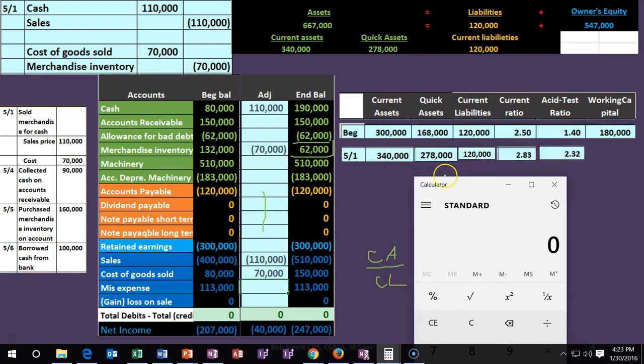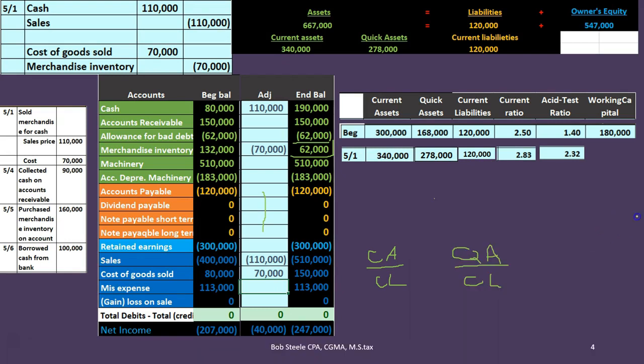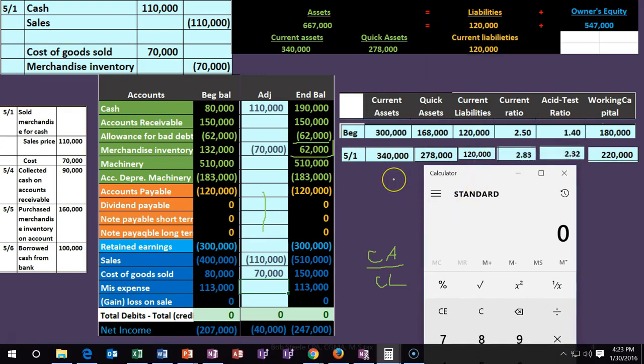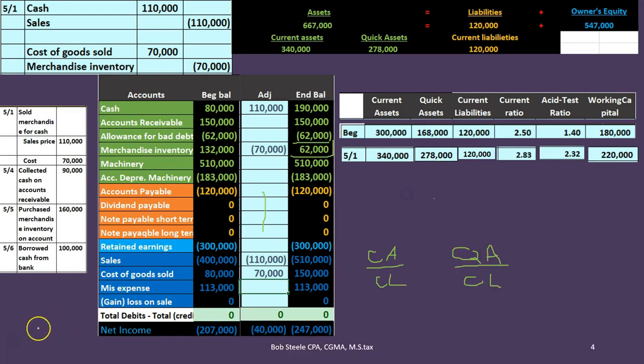And then the acid test ratio, let's take a look at that and see what the effect would be. So we've got the quick assets, 278,000 over the current liabilities being the 120,000. We get the 2.316, and obviously we're going to round that up because of the 6, going to make that a 2.32. And then we're going to have the working capital being the current assets of 340,000 minus the current liabilities of 120,000, or the 220,000.